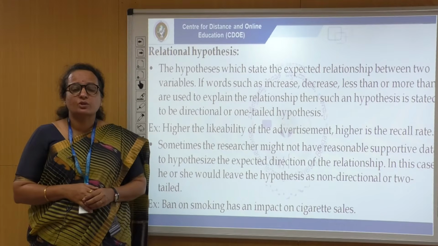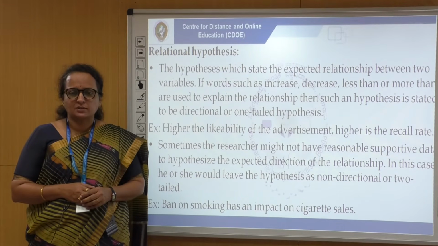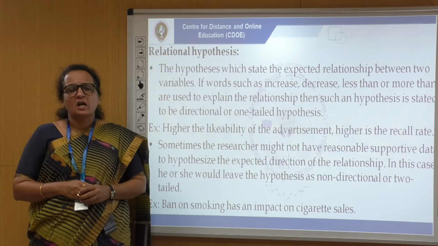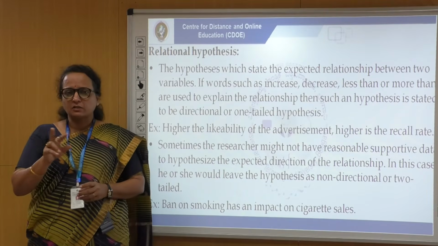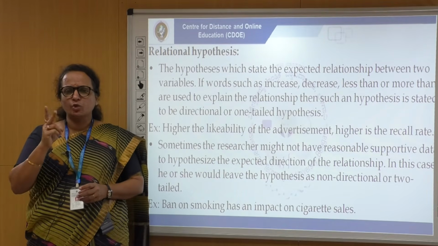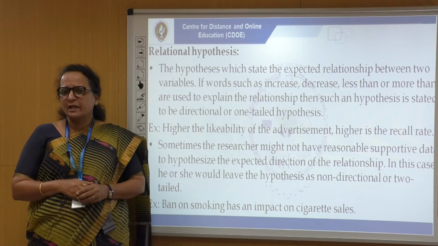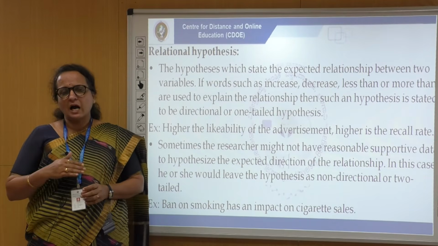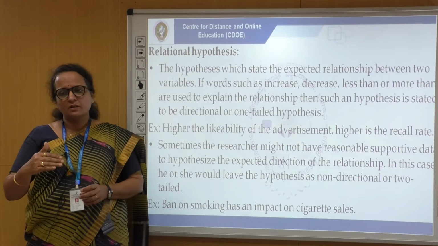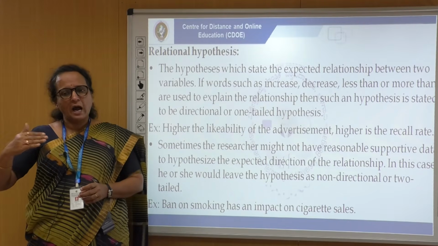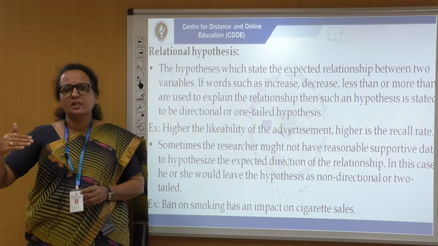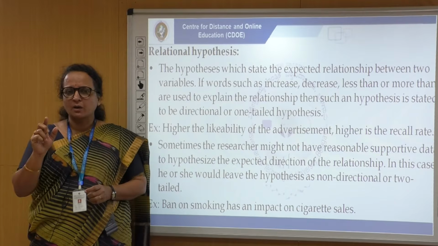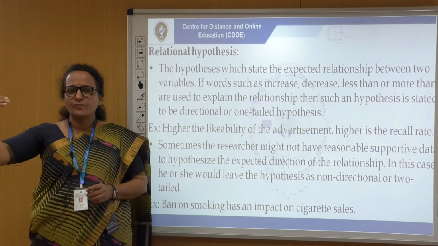Such a hypothesis is also termed as a one-tailed hypothesis. So one example I have quoted here: higher the likability of the advertisement, higher is the recall rate. This hypothesis is giving a relationship between two variables. One is likability of advertisement, second is recall rate of the advertisement. Higher the likability of the advertisement, higher is the recall rate. If high is the likability, then high will be the recall rate. Likability and recall rate, these are the two variables. And this particular hypothesis is talking about if one increases, the other will also increase.